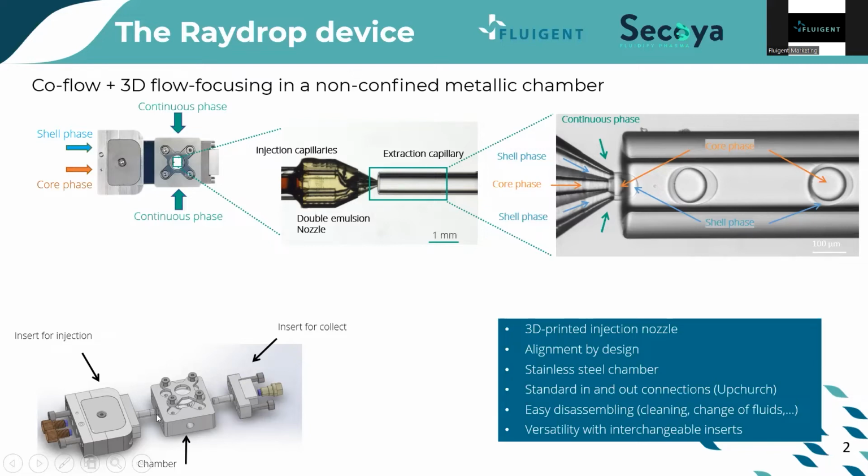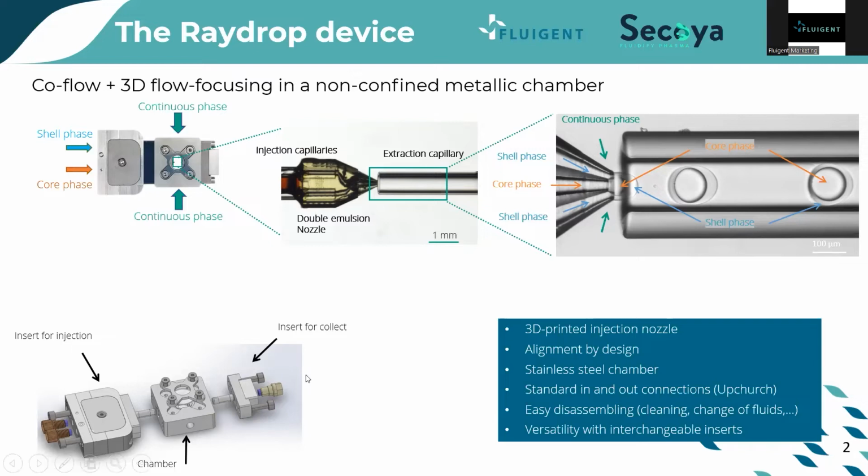So for example, we can provide different sizes of the double nozzle and extraction capillary. So you can go from one size to another quite easily, and you can do it on your own. You do not need to send it back to Fluigent to make the replacement. You can just change the insert easily. This is really useful when you want to target different droplet sizes for double emulsion.